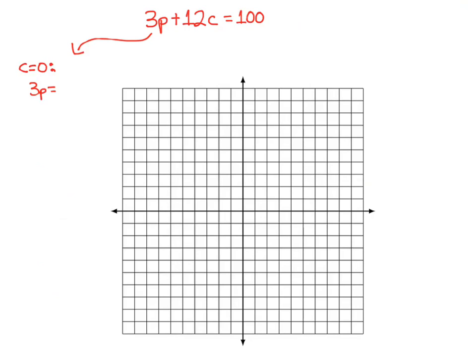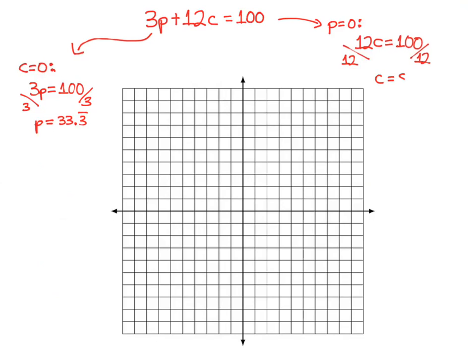So if c is 0, we're really talking about 3p is 100. If you divide by 3, you get p is 33.3-ish. Okay, so if he doesn't buy any calculators, he could buy 33 1/3, apparently, boxes of pencils. And then, on the other hand, if all his money goes into calculators, meaning he has no money in pencils, then it's just 12c equals 100. If you divide by 12, then you get c equals 8.5. So that's okay, 8.5 calculators.